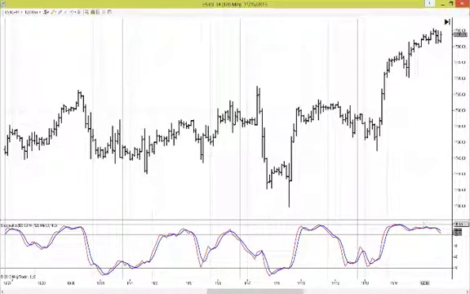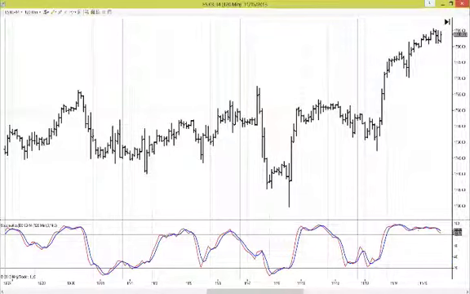Now the question is, is there any other way to use stochastic effectively besides applying the divergence technique that we learned already in the previous lesson? And yes, there are two significant ways we can use stochastic. The first one is by waiting for both lines to come out of the overbought or oversold areas. In other words, if we want to sell, we wait until both lines have penetrated the overbought zone and then start to fall down out of the 80 area.